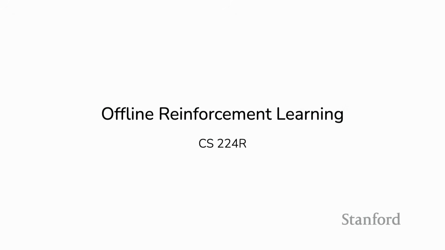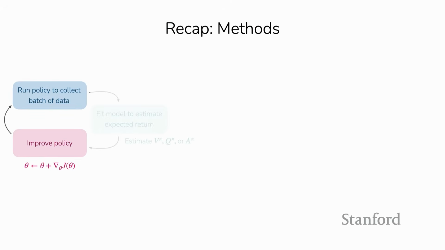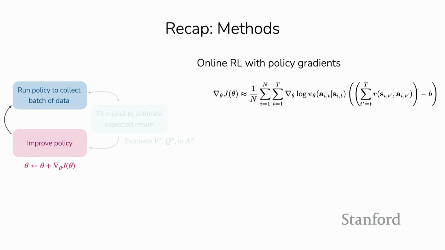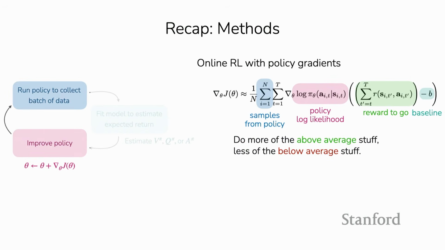Okay, let's get started. Now let's talk a bit about a recap of the online RL methods that we've talked about so far. We started with policy gradients, where our goal was to collect data from our policy, then increase the likelihood on actions that led to above average outcomes. So encouraging the policy to do more of the stuff that led to good outcomes, less of the stuff that led to bad outcomes.